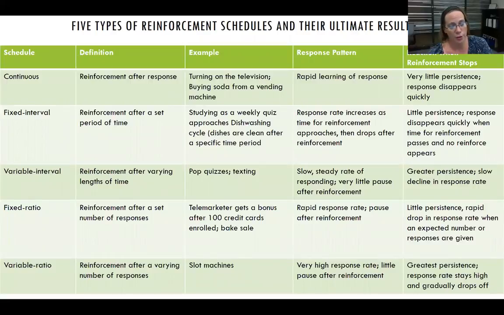Again, so using the television, if I push my on button and nothing happens, I stop watching the television. Okay, second type of schedule is a fixed interval schedule. So this is reinforcement that happens after a set period of time. So every fourth time you might get the reinforcement. Some examples: studying as a weekly quiz approaches, dishwashing cycle, dishes are clean after a specified period of time.